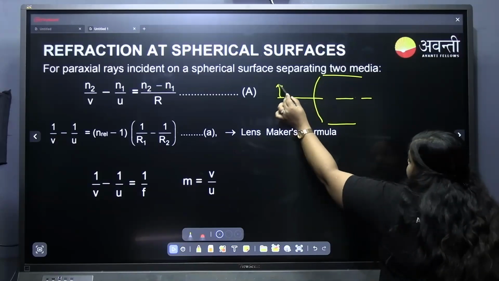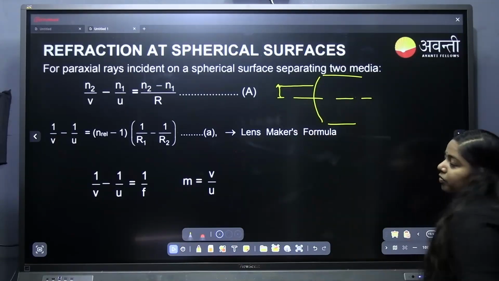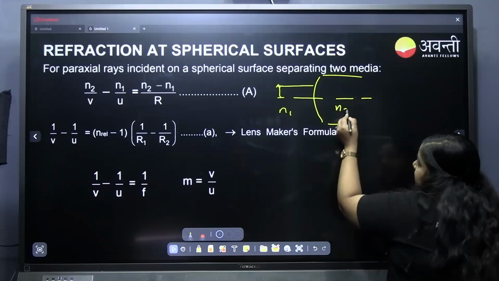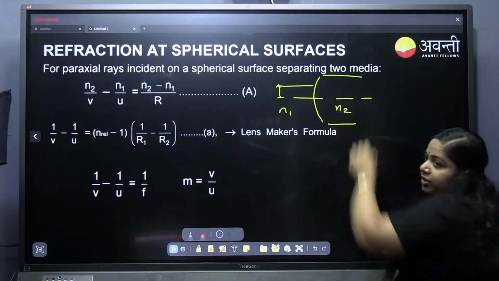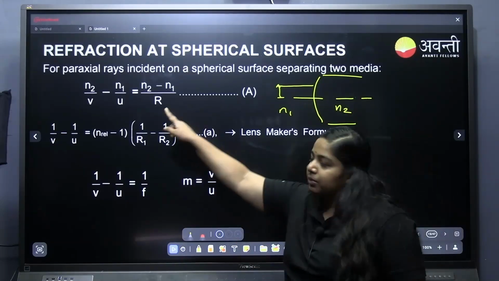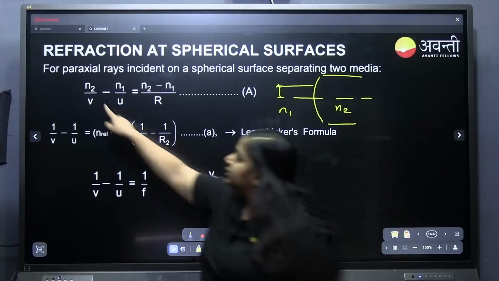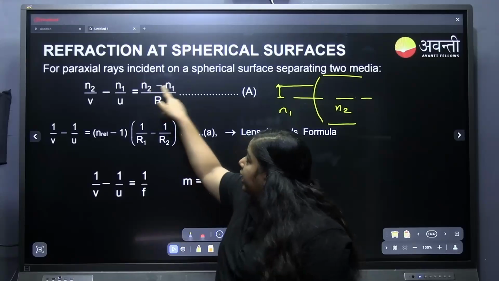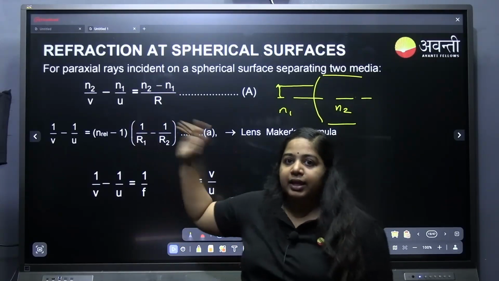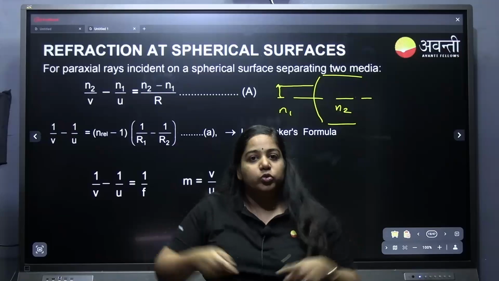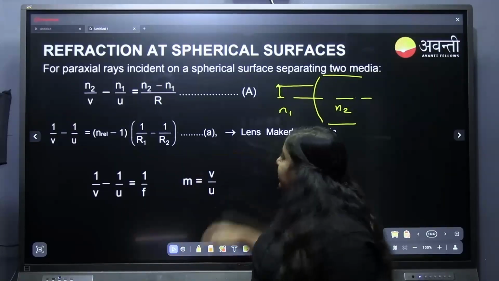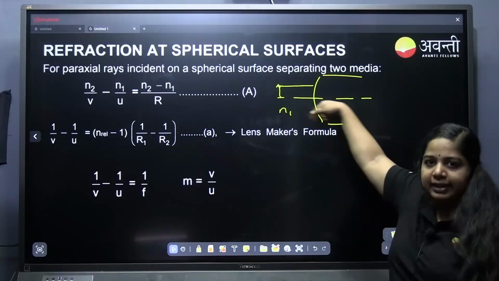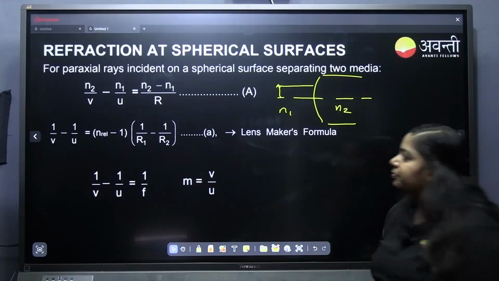So there is only one spherical surface and this is that medium only. If an object is placed here, how can we find these things? Here this is N1, this is N2. Radius of curvature of this spherical surface is R. Then we will get the image: N2 by V minus N1 by U equal to N2 minus N1 by R. This formula we use for two surfaces in deriving lens maker's formula, but this is just for one spherical surface. This you will need.